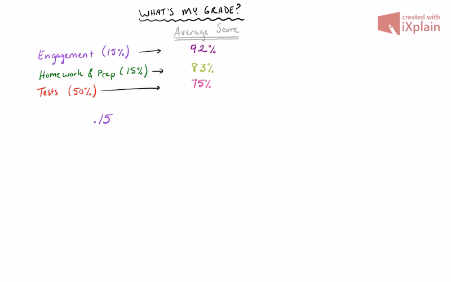For example, with engagement, I know that 15% of the grade is going to account for that 92%. And then I'm going to move to homework and prep. I know that 15%, so that weight, is going to impact the 83% that I've earned. And then we're going to do the same thing with tests. We know that the weight is going to be 50% on the average grade of 75%.